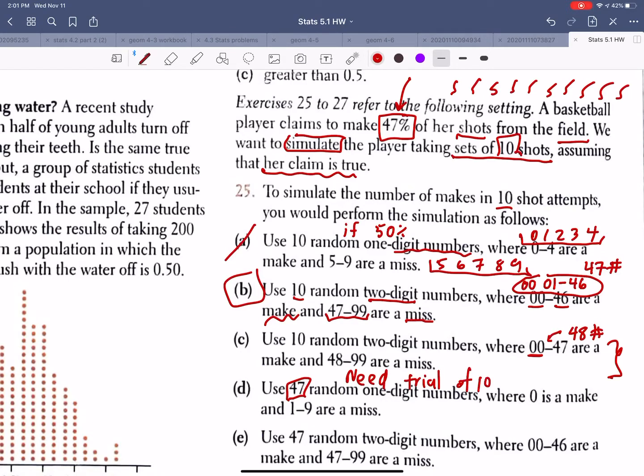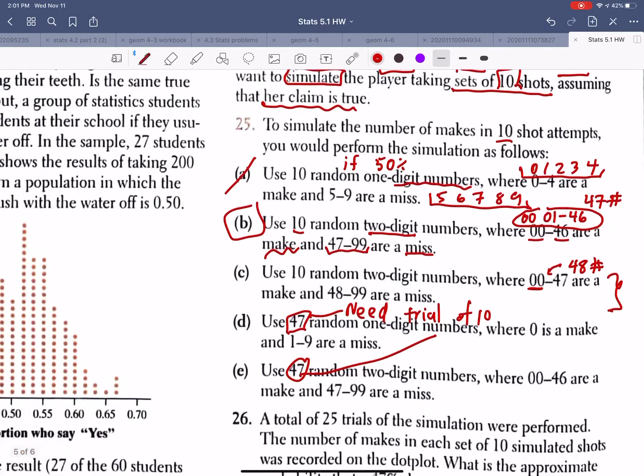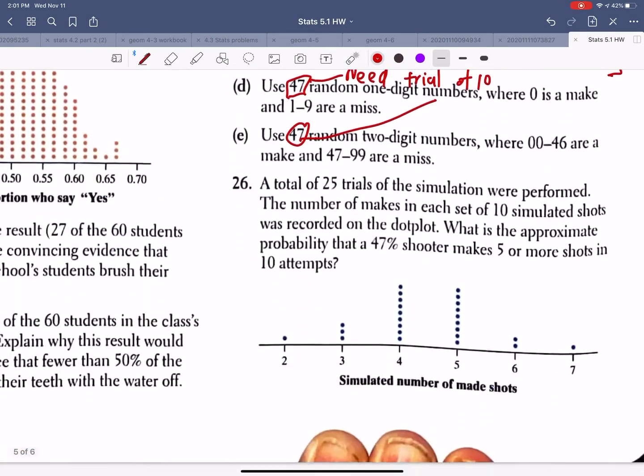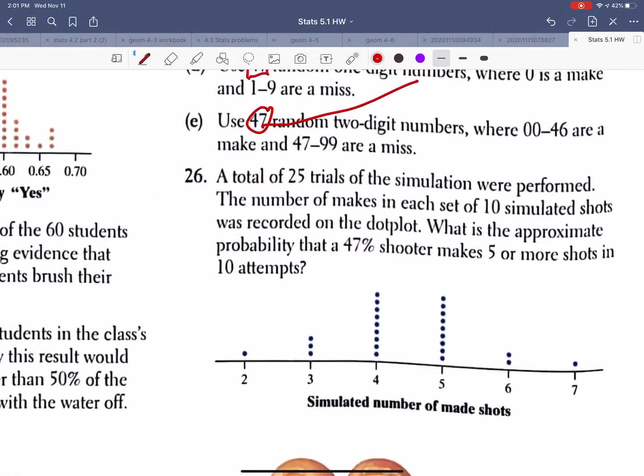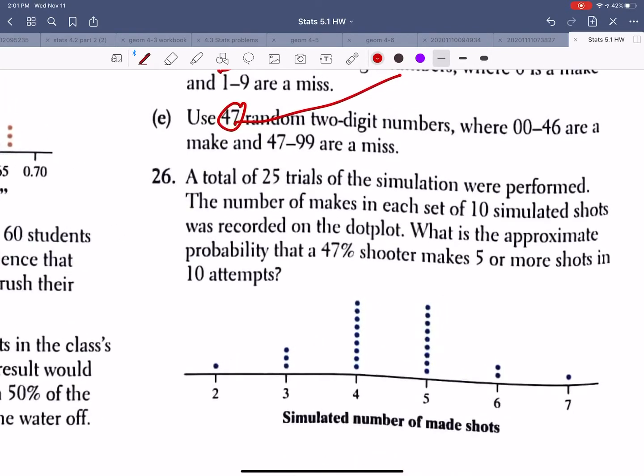So that doesn't work. And then for the same reason, we need a trial of 10. And so they're kind of mucking that up there, trying to confuse you. All right, same scenario, and they did similar to what we did in class here. So it says a total of 25 trials. So there's 25 dots here.